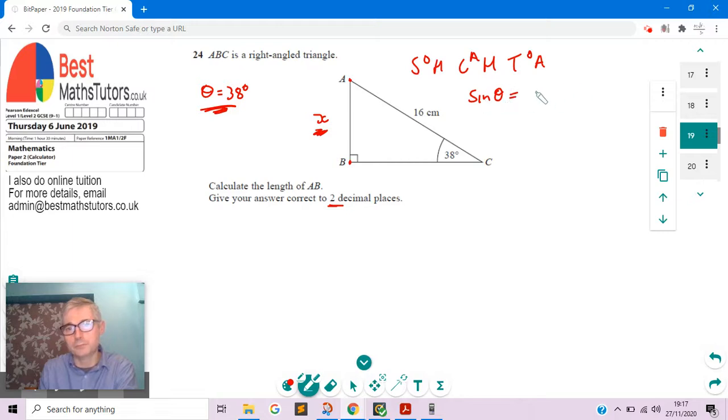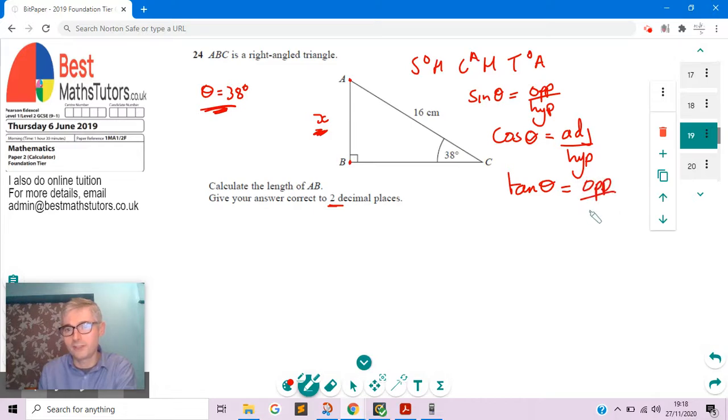But sine of the angle is equal to the opposite, which is what the O stands for, over the hypotenuse. The C stands for cosine, which is abbreviated to cos. So cos of the angle is equal to the adjacent over the hypotenuse. And the T stands for tangent, and that's tan theta is the opposite over the adjacent.